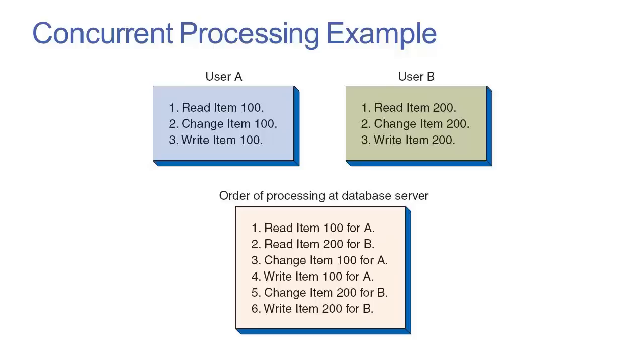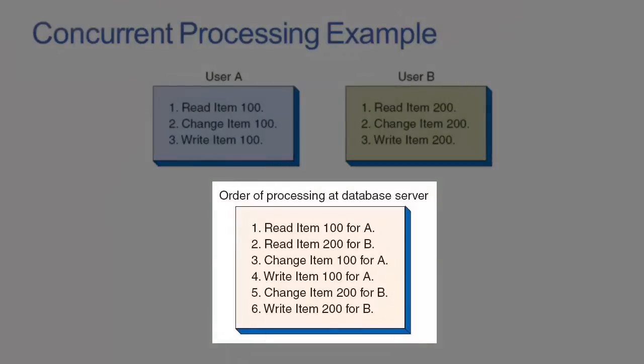fashion. So as an example of how the database server might actually process these simultaneous requests, we can see that the DBMS has arbitrarily chosen to handle the requests from user A first. So although the requests from user A and user B to read items 100 and 200 respectively arrived at the same time, the database first will read the value associated with item 100 for user A, and then will read the value associated with item 200 for user B.